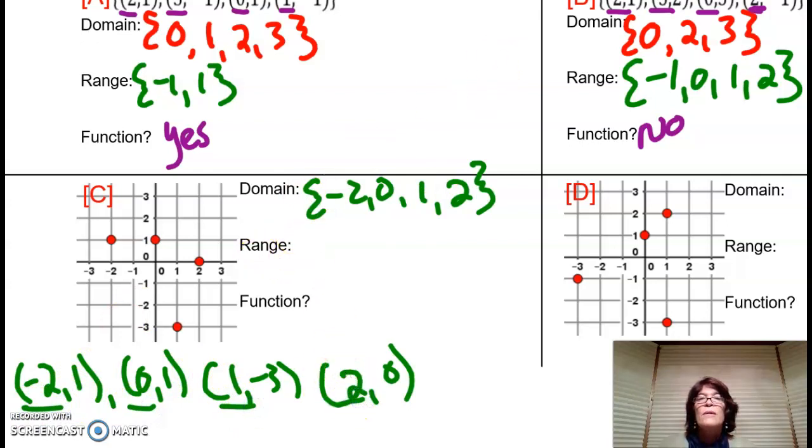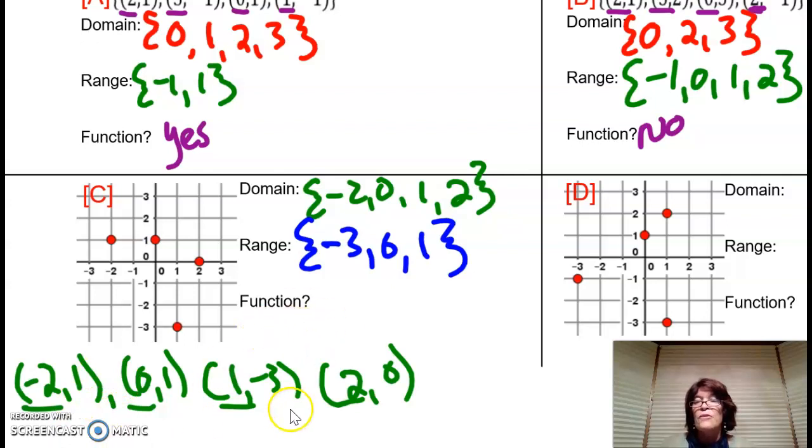For the range, I'm going to go with the y coordinates. So I might just look here at the y-axis and see where points are. -3, which I can see there. The next one is 0, right? And then I have 2 1s, right? -3, 0. And then I'm not going to write the 1 twice. It's -3, 0, and 1.